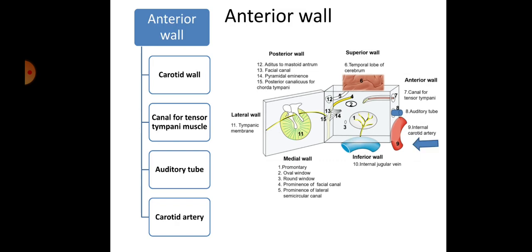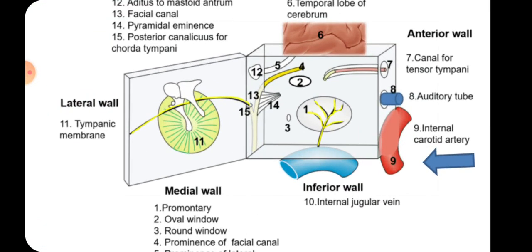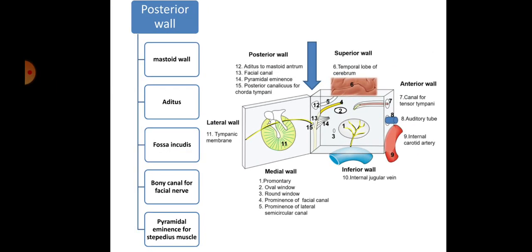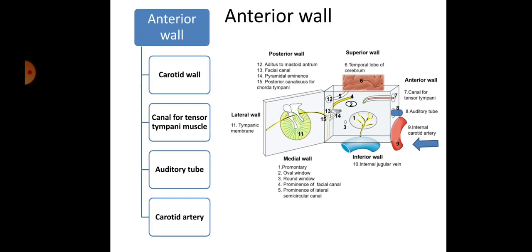Next we are going to discuss the anterior wall. Here the red colored artery is present. This is the anterior wall. The red colored artery is related to this part, the anterior wall. This artery is known as the carotid artery. Because of that reason, the anterior wall is also known as the carotid wall, because it is related to the carotid artery.